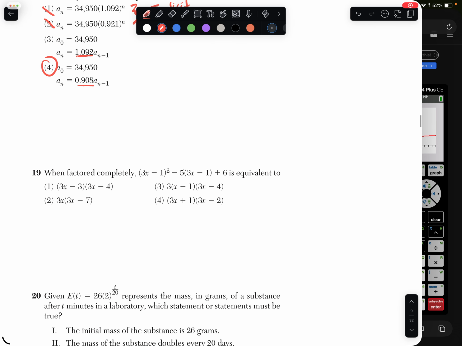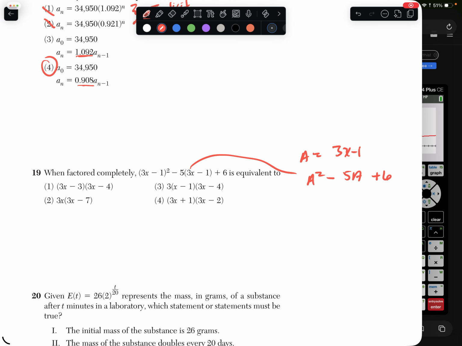Factor completely the expression that is equivalent to this. If it's hard for you to visualize this, I'm going to set a equal to 3x minus 1. So I can rewrite this as a squared minus 5a plus 6.